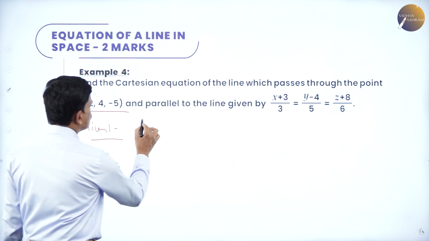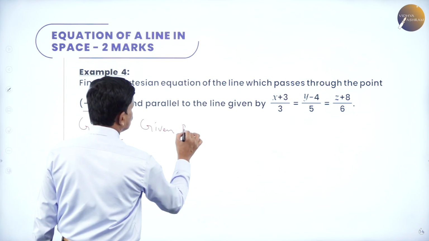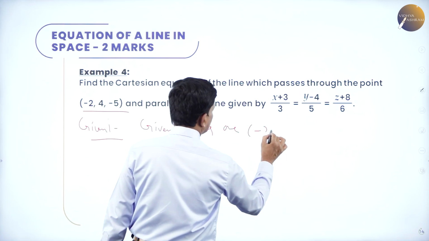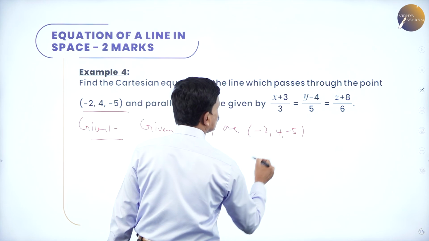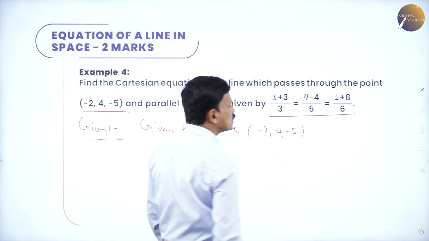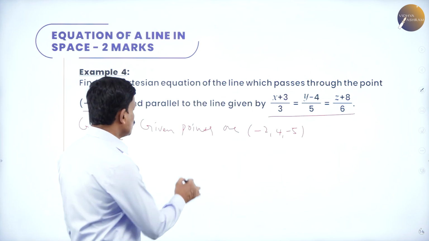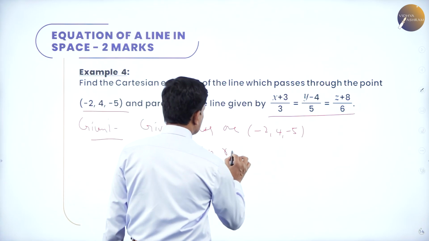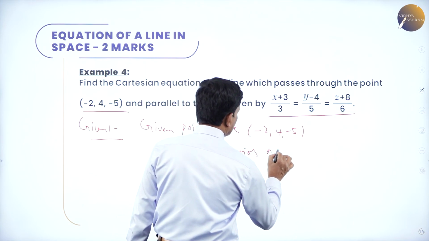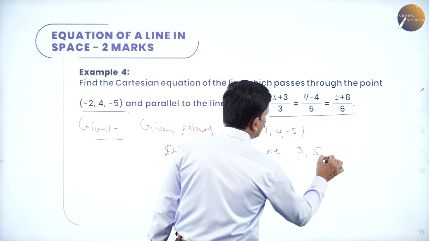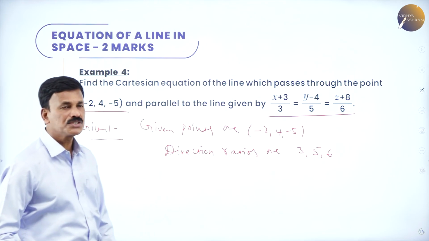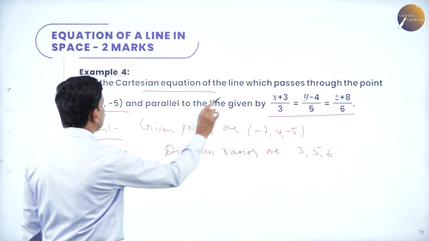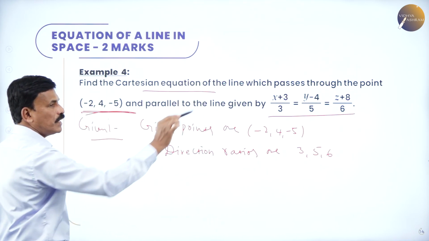The given point is minus 2, 4, 5. And what are these 3, 5 and 6? They are the direction ratios. The direction ratios are 3, 5, 6. Now what is required to find? Find the Cartesian equation of the line which passes through the point and is parallel to this.